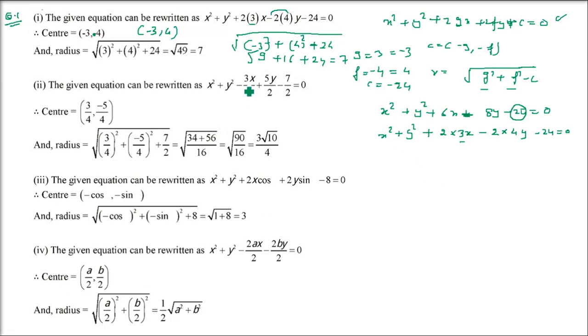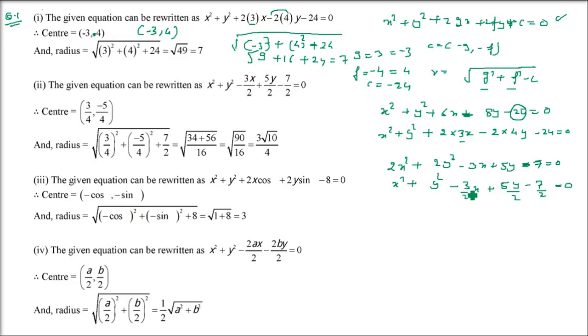The second equation also has some trick or concept here. The equation is 2x square plus 2y square minus 3x plus 5y minus 7, with the 7 taken onto the left hand side. Now the coefficient of x square and y square has to be 1, but here it is 2. So divide the whole equation by 2. So x square plus y square minus 3 by 2x plus 5 by 2y minus 7 by 2 equals 0.